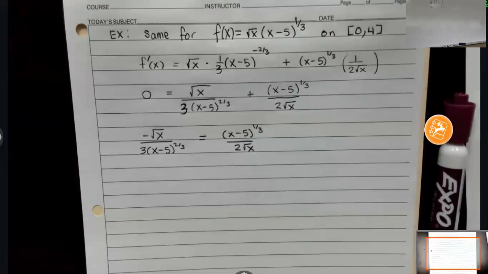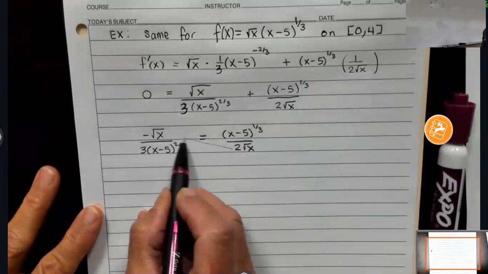This is not defined when x is 5. This is not defined when x is 0, so I can't multiply by 0, right? So I'm going to make a note that when x is 5 or 0, then the next step is not valid, but I don't care about either of those points. So let's cross multiply.